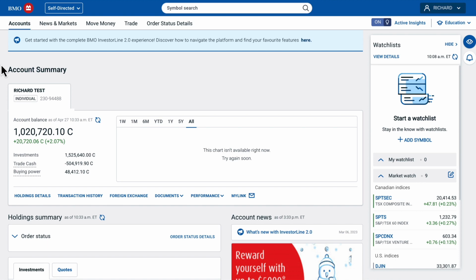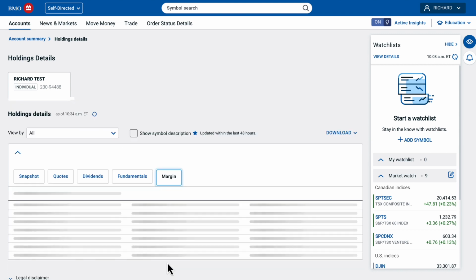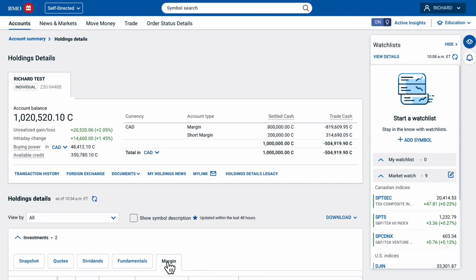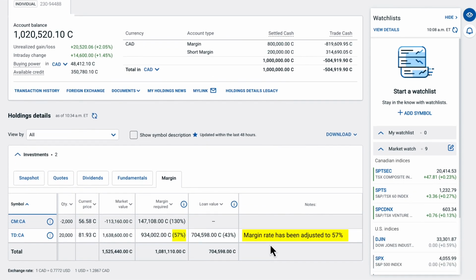investments, please visit the Margin Holdings view by clicking on Holdings Details and then selecting the Margin tab. Here, you can also see any special conditions set for your account under the Notes column. If there are any special conditions set on your account, then these too would also be factored into your buying power calculation.